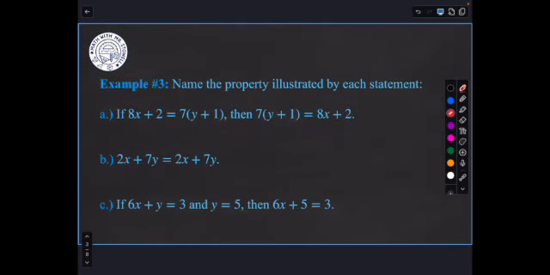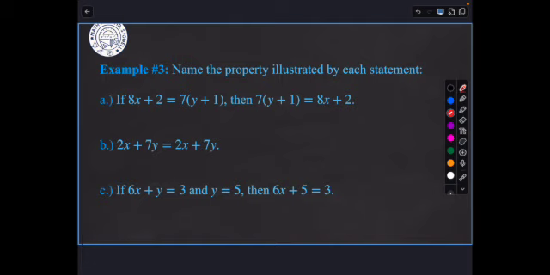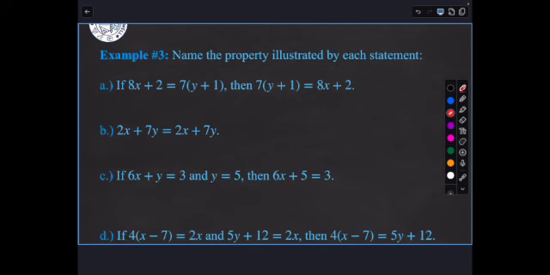So now let's look at an example. Let's figure out what property is being used. Is it reflexive, symmetric, transitive, or substitution? Part A, if 8x plus 2 equals 7 times y plus 1, then 7 times y plus 1 equals 8x plus 2. They are just reversed. So that is reflexive property. Just be able to, not reflexive, symmetric. Make sure that we know what each of them are saying. Symmetric.